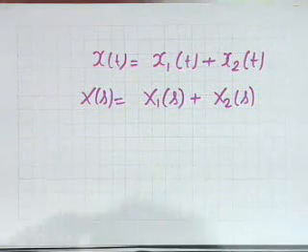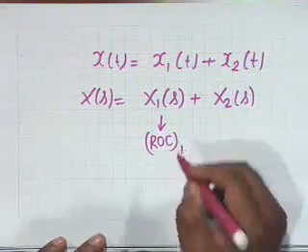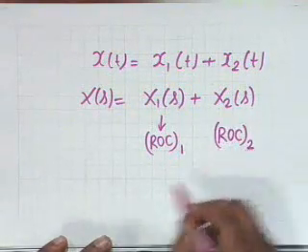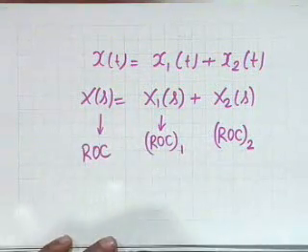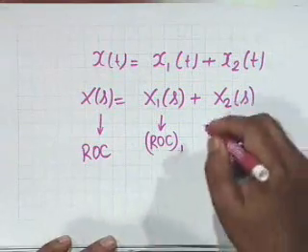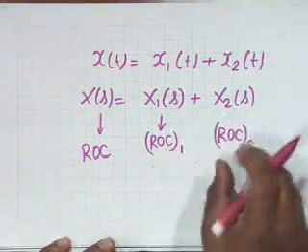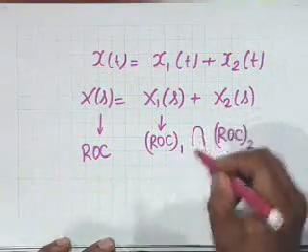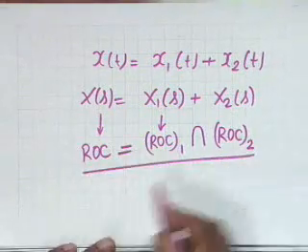Now, we have a problem, because the ROC of X1 of s is ROC1 and the ROC of X2 of s is ROC2. So, what is the region of convergence of X of s? It must be the common part of ROC1 and ROC2. How do we show that? Inverted U? Is that the correct one? Okay. So, the ROC is the intersection of the two.